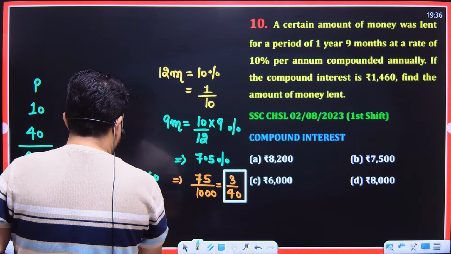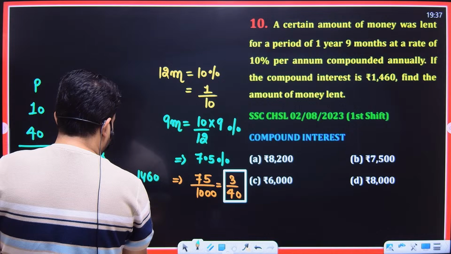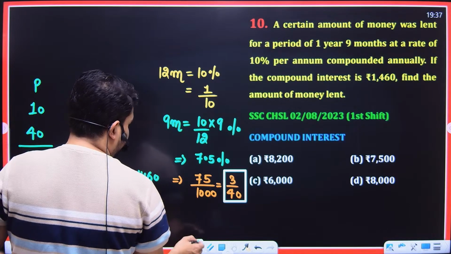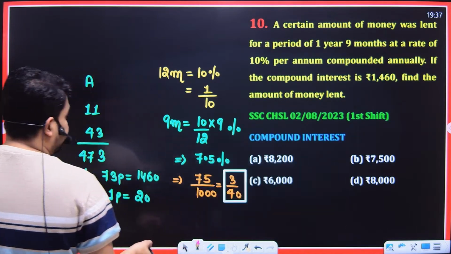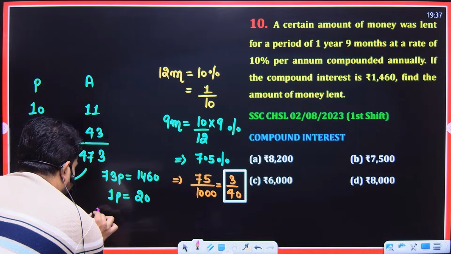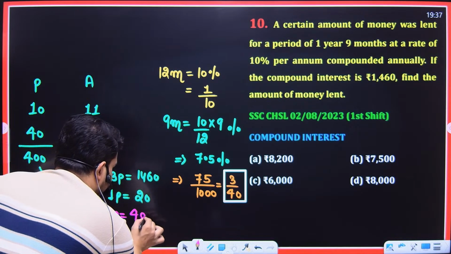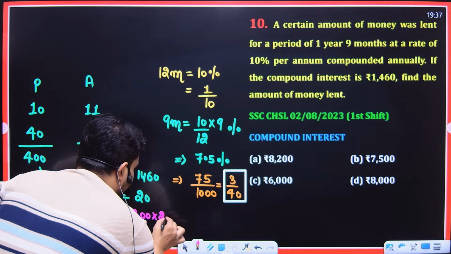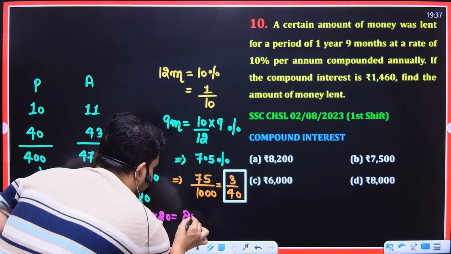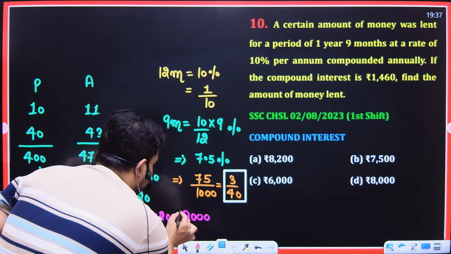The value of 1 point is equal to 20. We have to calculate what the principal is. The principal here is 400 points. So the value of 400 points is equal to 400 into 20. So we have 8000 as our answer. 8000 is the answer of this question.